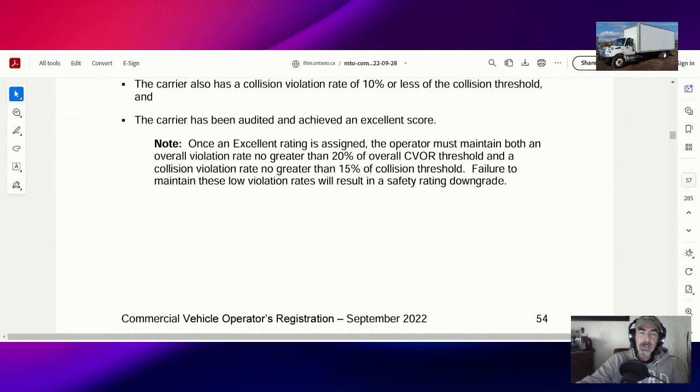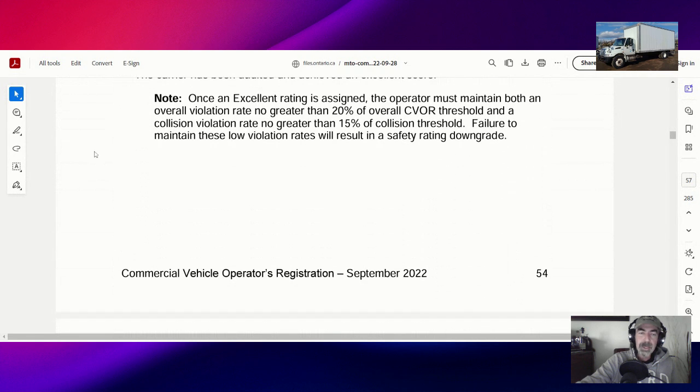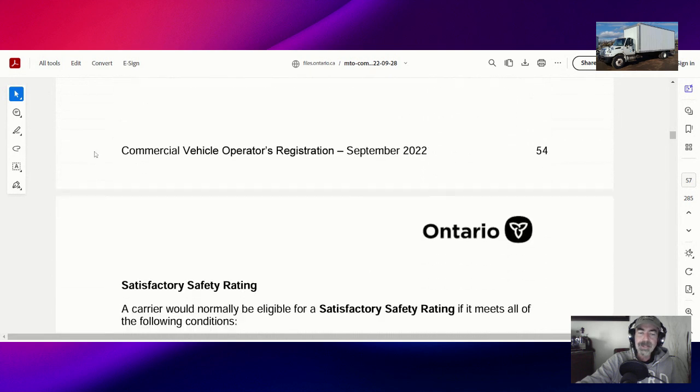Note, once an excellent rating is assigned, the operator must maintain both an overall violation rate no greater than 20% of overall CVOR threshold and a collision violation rate no greater than 15% of collision threshold. Failure to maintain these low violation rates will result in a safety rating downgrade.